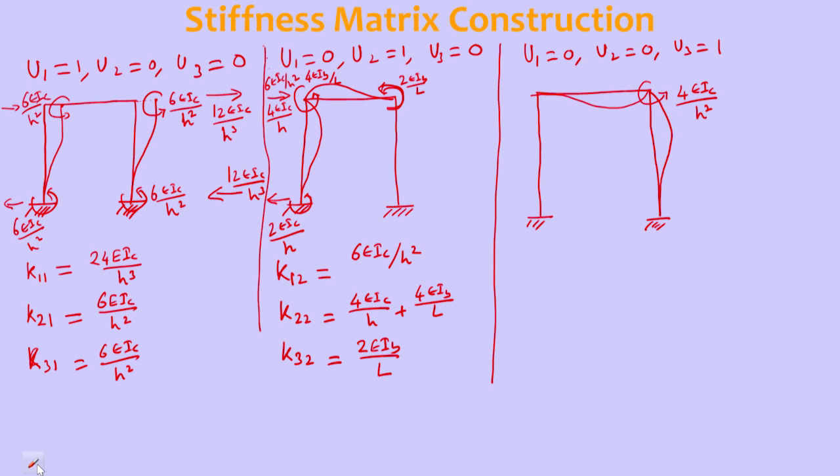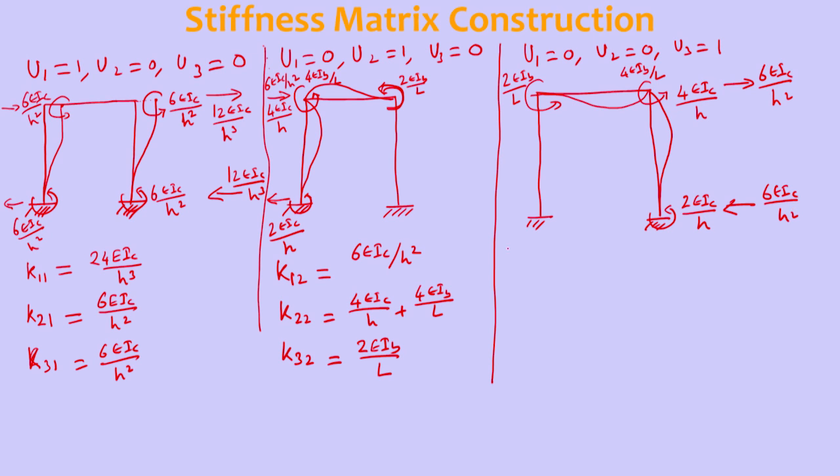4 EI column by H, and here 4 EI beam by L, and half of that will be transferred here, that is 2 EI beam by L, and column 1 will transfer half, that is 2 EI column by H. So, the unbalanced moment at this column is 4 EI column by H and 2 EI column by H together will be 6 EI column by H square, here 6 EI column by H square.